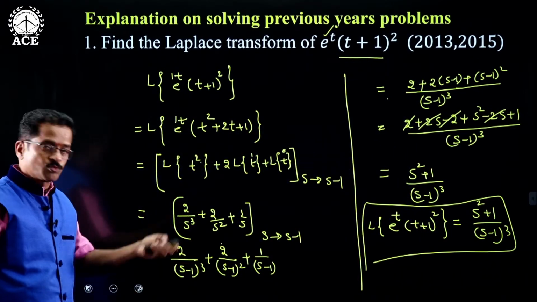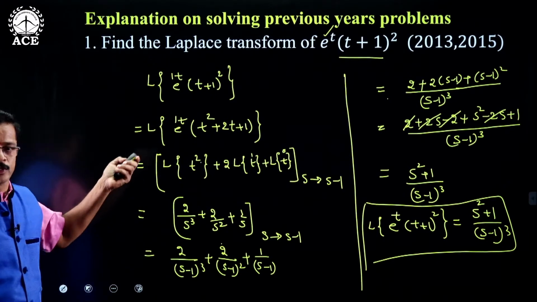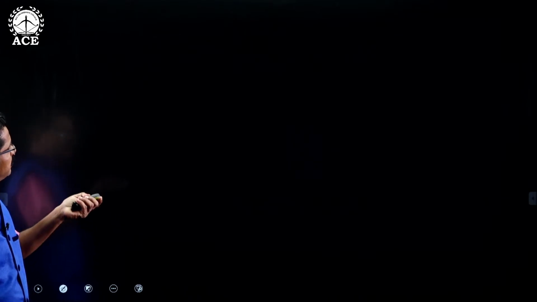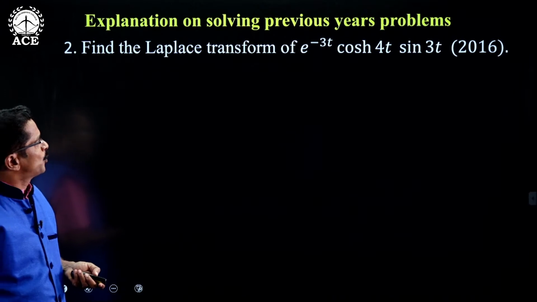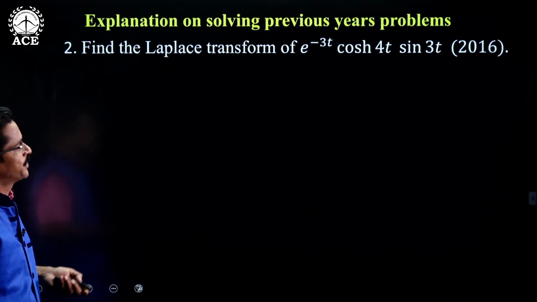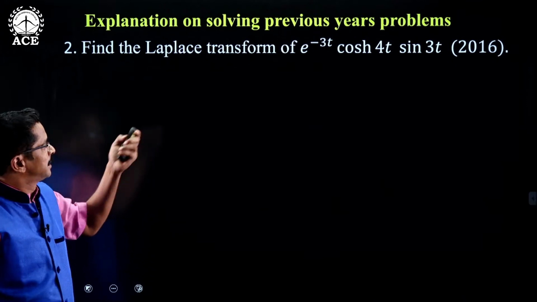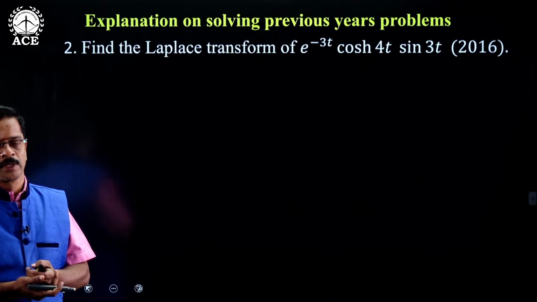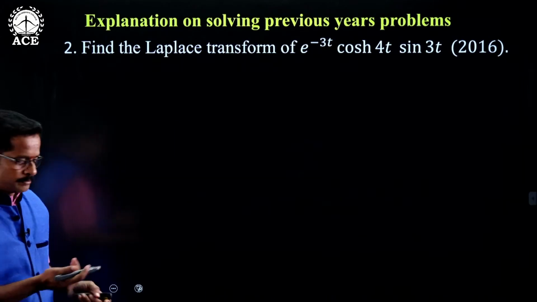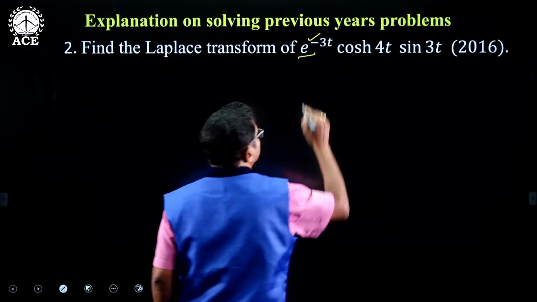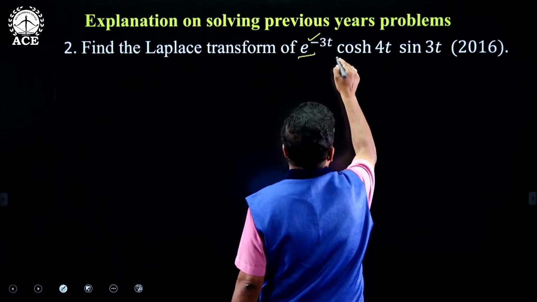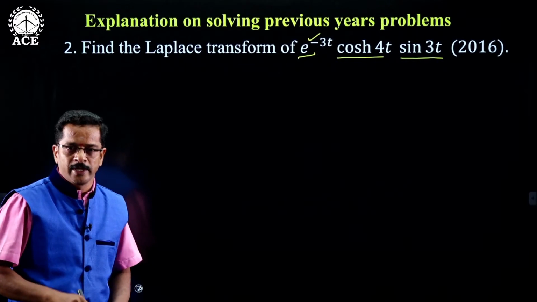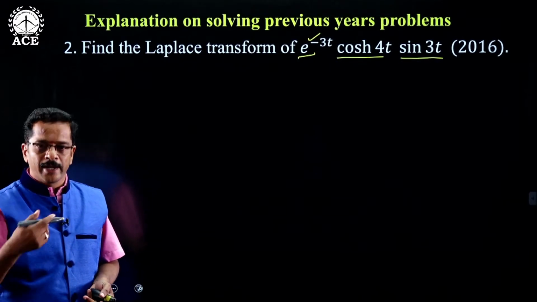Right? So this is one problem which regards first shifting theorem. Okay. Next one, e power minus 3t cos h 4t sin 3t. Somehow a multiple combination problem. Exponential term is there. This is exponential term. This is a hyperbolic function. This is trigonometric functions. All combinations, exponential, hyperbolic and trigonometric.